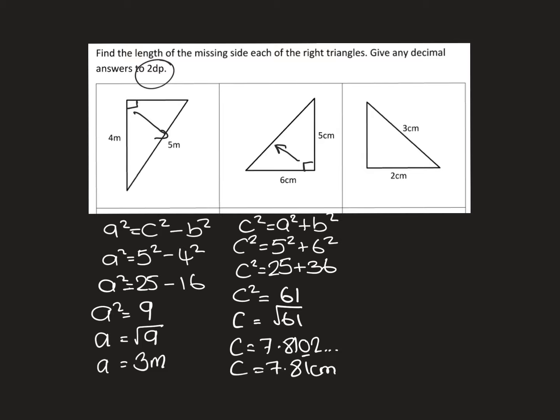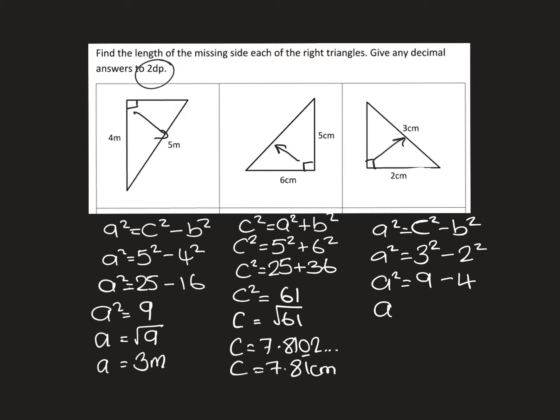On to our last question then, and there is our right angle. Opposite it, we have our 3 centimetres. So we do have the hypotenuse, so this time we're going to need to take away. So our equation is going to be a squared equals c squared, take away b squared. So a squared is our missing side. The hypotenuse, c, is 3. So 3 squared, take away, and one of our shorter sides there is 2. So 2 squared. 3 squared is 3 times 3, which is 9. 2 squared is 2 times 2, which is 4. So then we'll take those away. 9 take away 4 is 5.